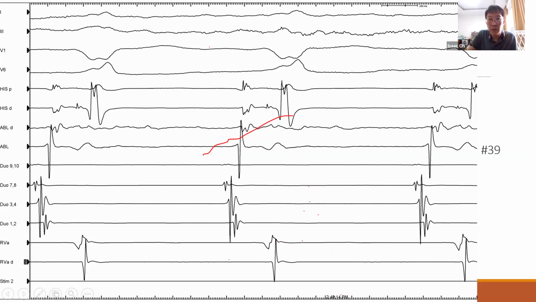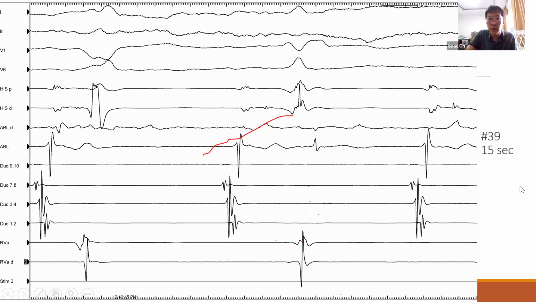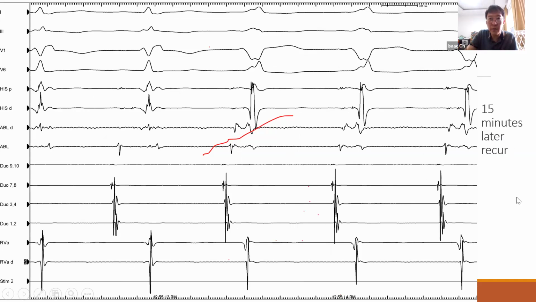And then during the ablation, for the 15 seconds, the potential also changed, and then the bypass access pathway was blocked. Then we waited 15 more minutes and it recurred again. So I think we were near the access pathway, but did not deliver enough energy.